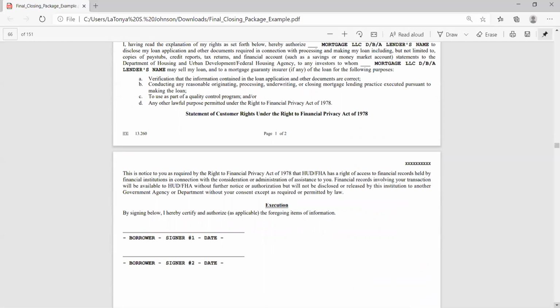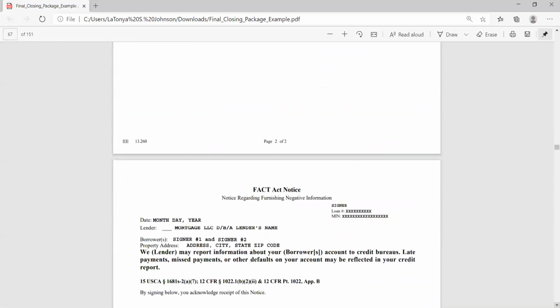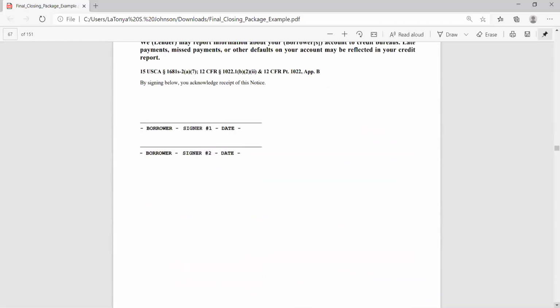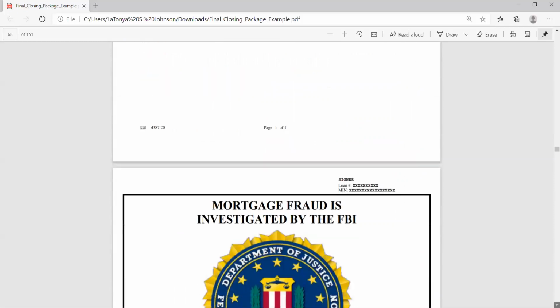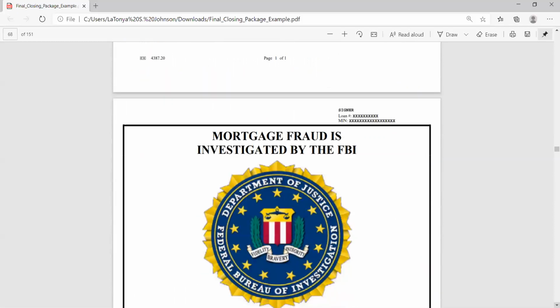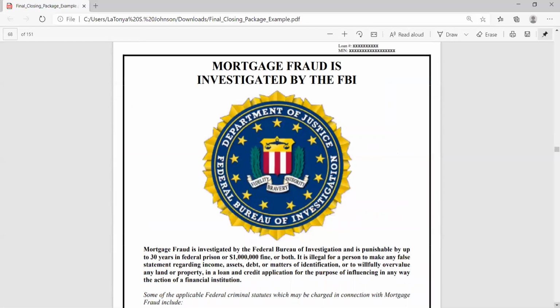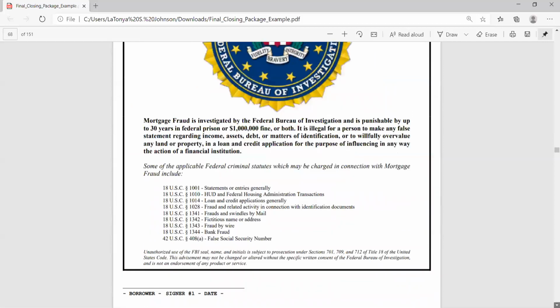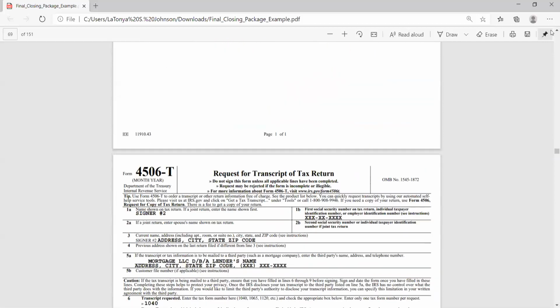Place a sticky here. Place a sticky there. There was a place for a sticky there because they'll have to sign.